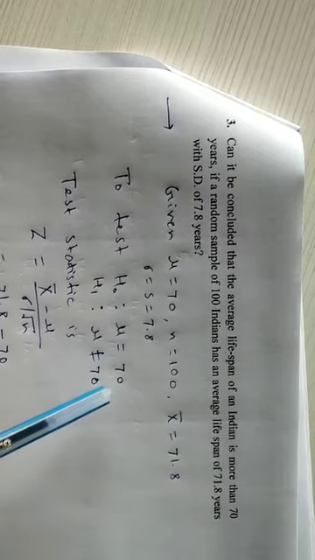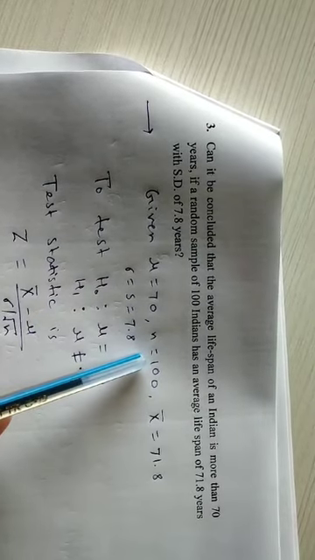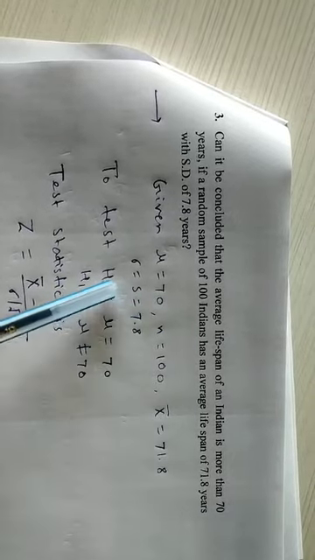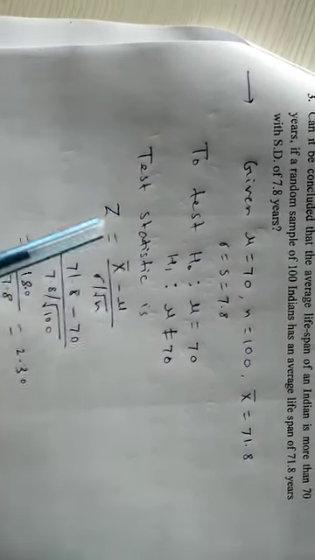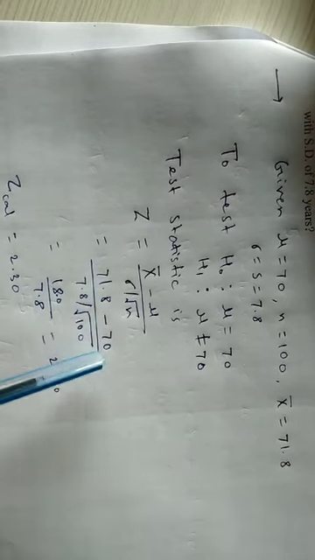So null hypothesis states that the average lifespan of an Indian is 70 years. So given things are mean of population 70, number of elements in sample 100, mean of sample 71.8, and here standard deviation of sample is given. So sigma equal to S equal to 7.8 because we have already written one note. Now using all these things in the formula, Z equal to x bar minus mu divided by sigma by root n. X bar is 71.8, mu is 70, sigma is 7.8 and n is 100. So this is 2.30. So Z calculated is 2.30.